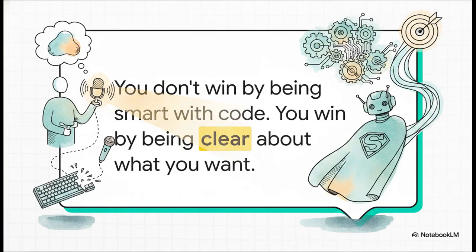So let this really sink in. The game has completely changed. The people winning today, they aren't the ones writing brilliant code. They are the ones who know exactly what to ask for. Your new superpower, your ultimate business skill, is just learning how to clearly communicate your goals to the AI.